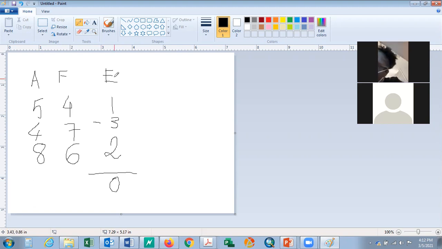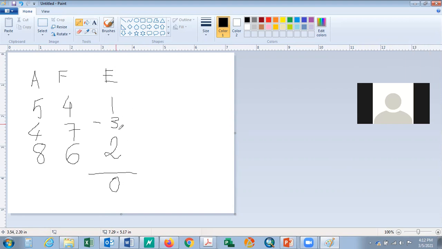A 0 error means a perfect forecast. But is that correct? Are we making a perfect forecast? Actually not. We made error in each of our forecasts. So to avoid this problem, what we do is we take the absolute value of the error.